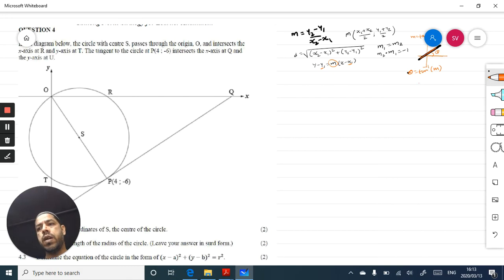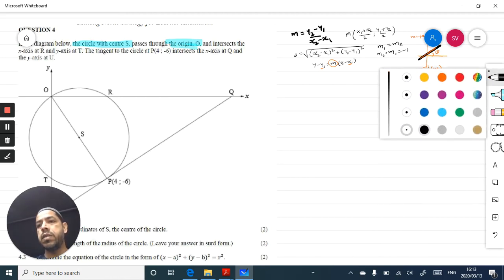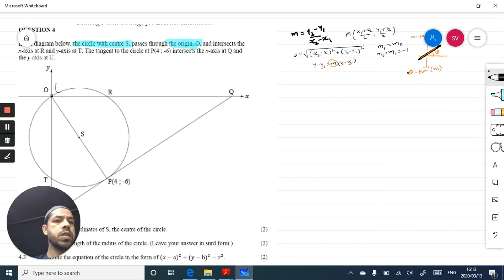So now I have done my background check, the information check of what equations are going to be needed. Now it's time to start the question. You always start the question by reading the given information. In the diagram, the circle has center S and passes through the origin. So I know for the origin, my x value and y value are both 0.